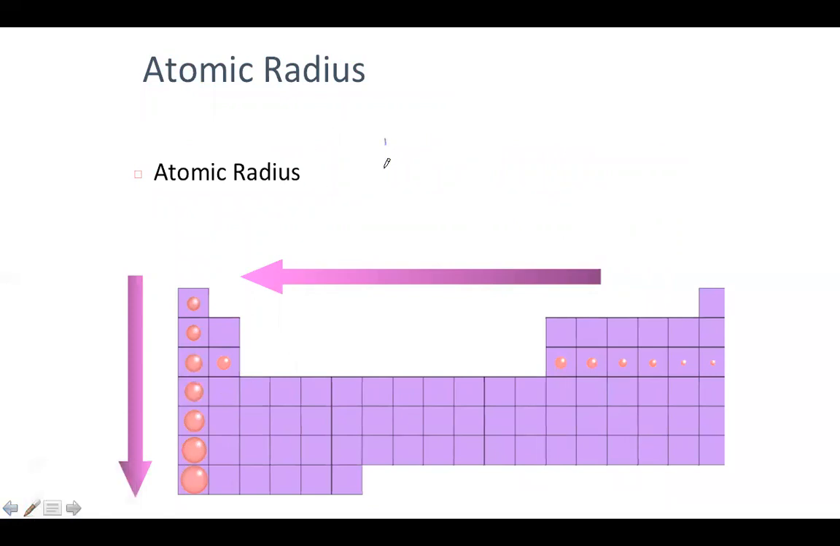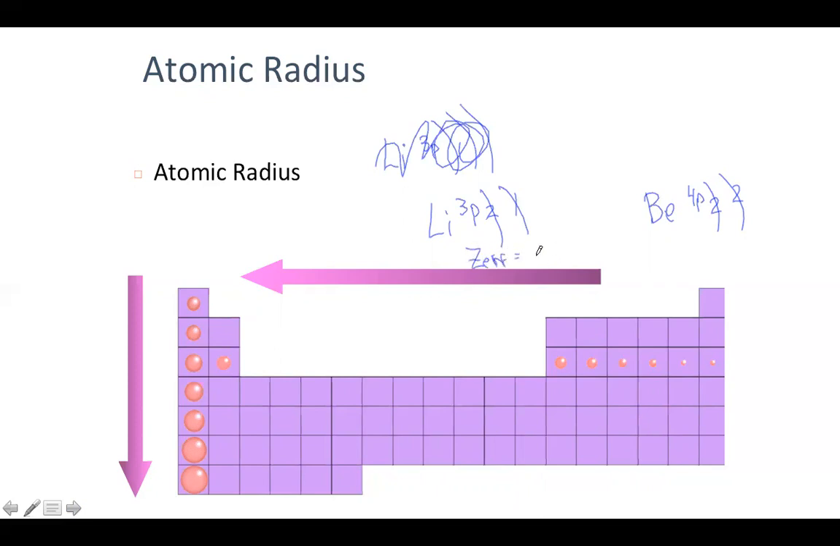Again, let's take, for instance, lithium, which had 3 protons, 2 energy levels. And then beryllium, which had 4 protons, 2 energy levels. All right, so lithium has an effective nuclear charge, we said earlier, of +1. Beryllium, on the other hand, had an effective nuclear charge of +2.